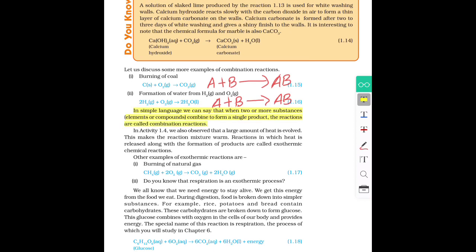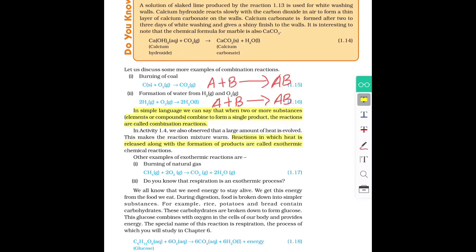In activity 1.4, we also observed that a large amount of heat is evolved. This makes the reaction mixture warm. A reaction in which heat is released along with the formation of product is called an exothermic reaction. It's very easy to remember this word.